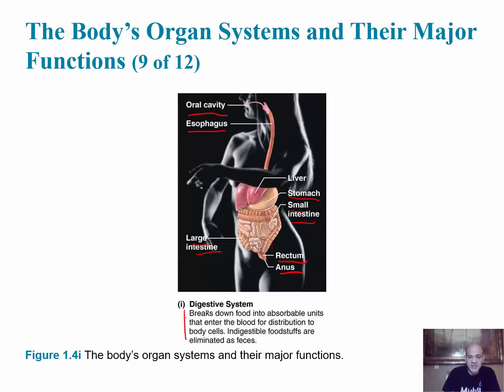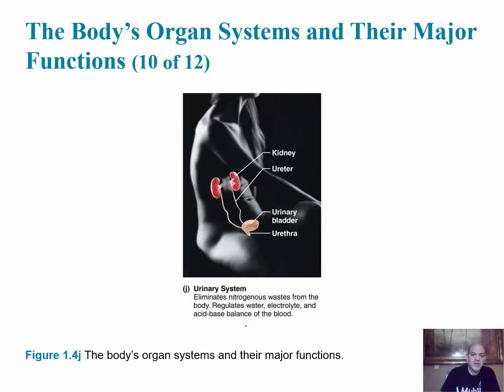So what are the functions of the digestive system? They break down food, which is digestion, and then absorb these smaller units of food, or nutrient molecules. They enter the blood and are distributed to all of your body cells, and any undigested foods end up eliminated as feces.